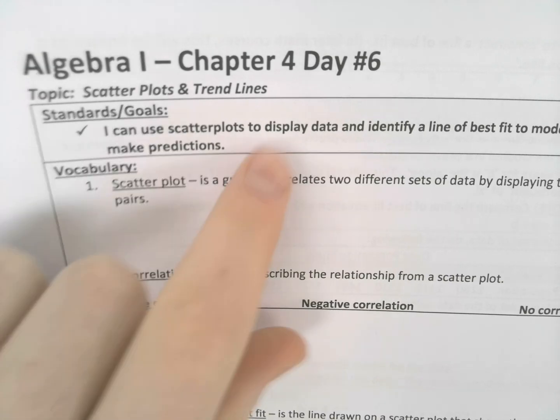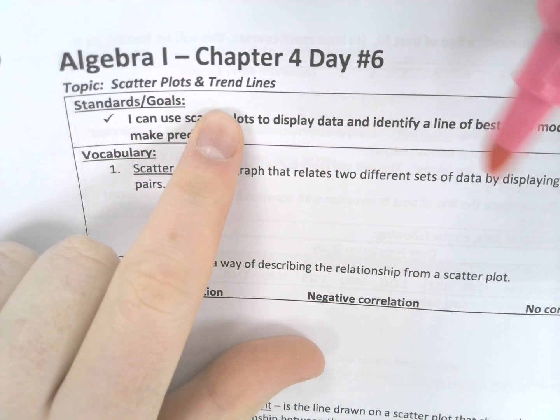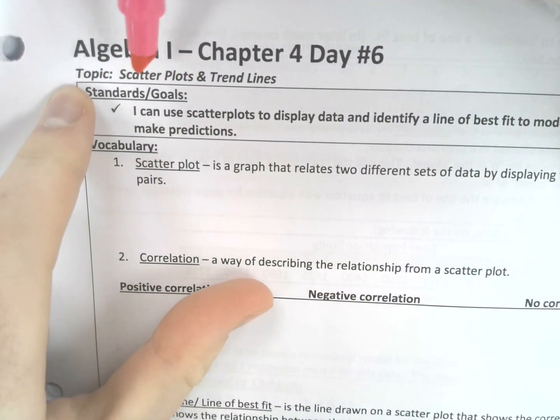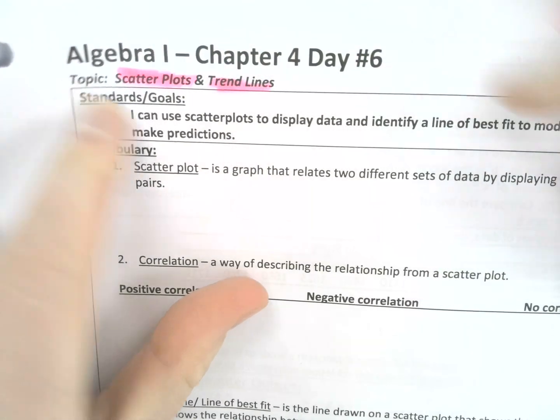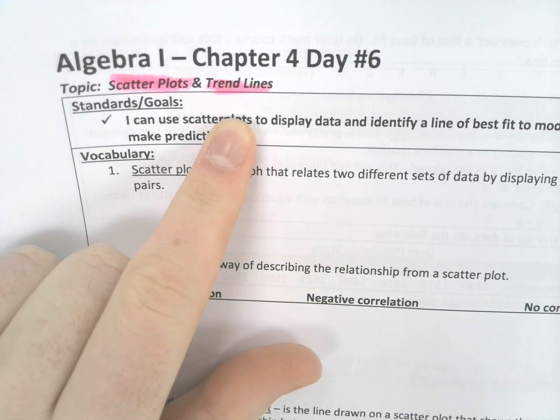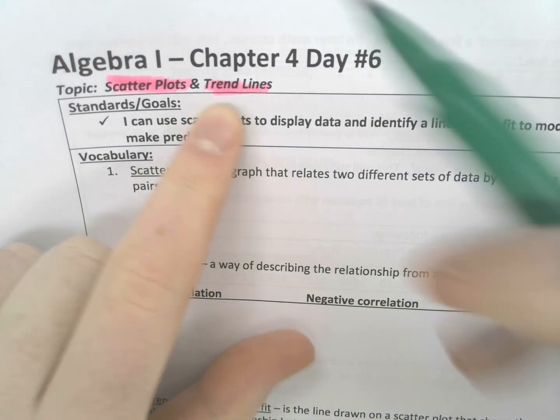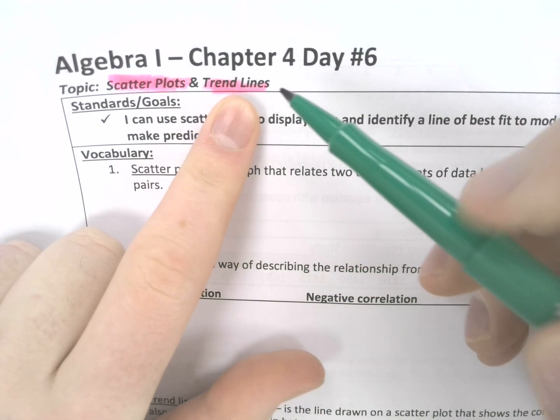And I tried to warn you guys that the last half of this chapter is a little bit of a switch up. Check this out: scatter plots and trend lines. So we're switching gears. We were talking about absolute values. Now we're getting into scatter plots and trend lines.